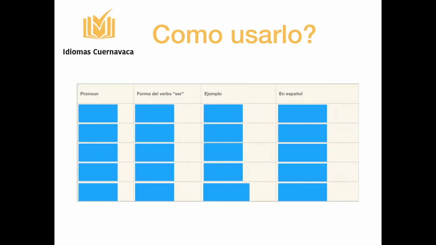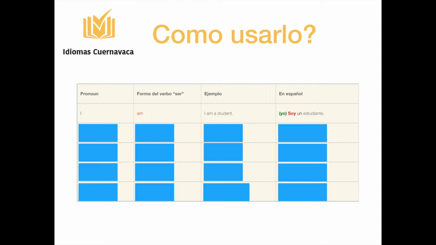Entonces, ahora, ¿cómo podemos utilizar este verbo en una frase? Aquí tengo algunos ejemplos. Para el pronombre I, como aprendimos ahora, el verbo ser en inglés es I am. Entonces el ejemplo sería: I am a student. En español es: yo soy un estudiante. Aquí puedes ver que el pronombre es verde y el verbo to be es rojo.